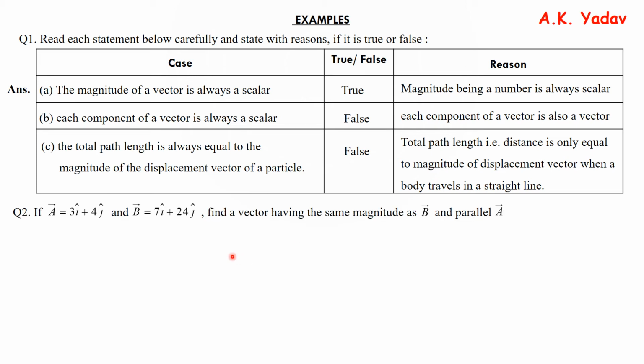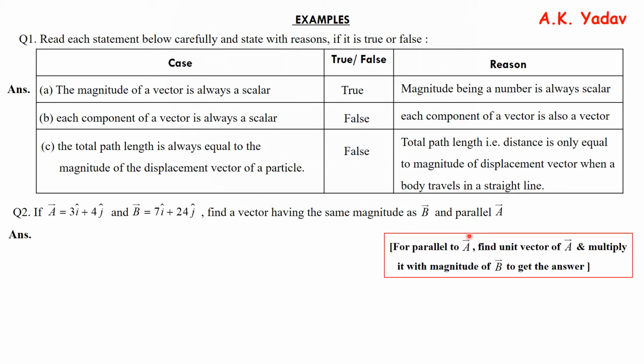Now let us do question number 2. If vector A is equal to 3 i cap plus 4 j cap and B is equal to 7 i cap plus 24 j cap, find a vector having the same magnitude as vector B and parallel to vector A. If you want to find the answer parallel to A, find the unit vector of A and multiply it with the magnitude of B to get the answer.